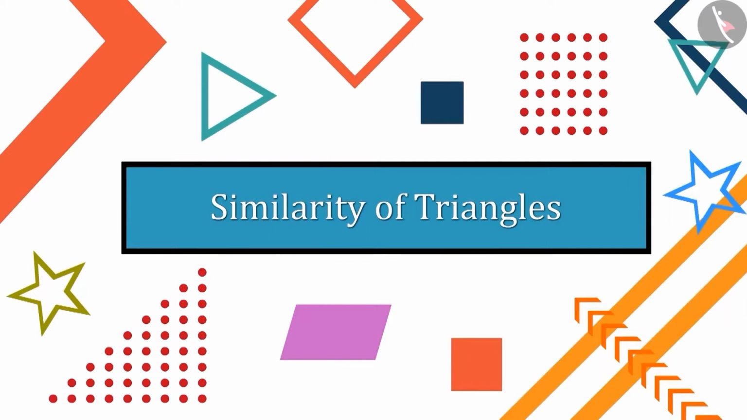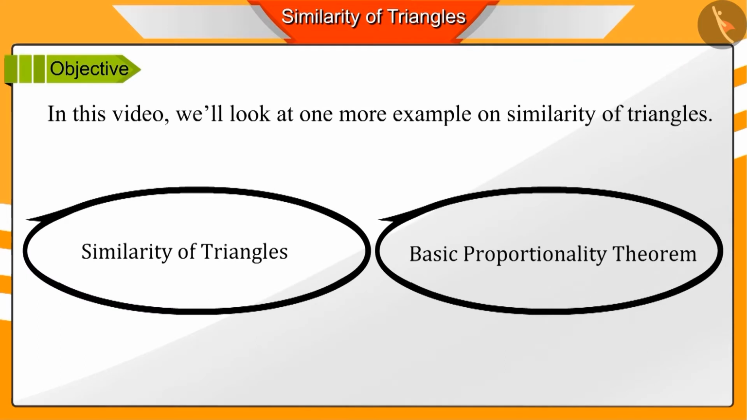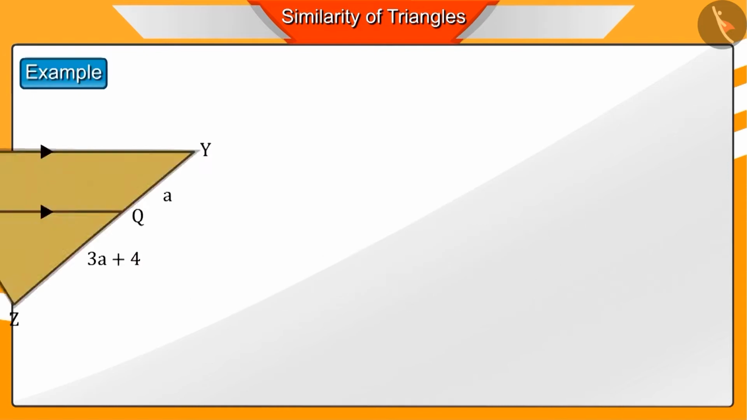Welcome to this video. In the previous video, we looked at some of the examples based on the basic proportionality theorem. In this video, we'll look at one more example on similarity of triangles.